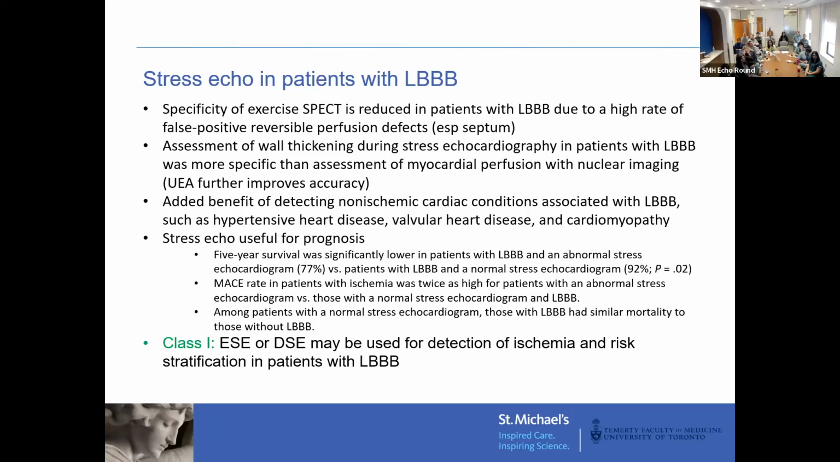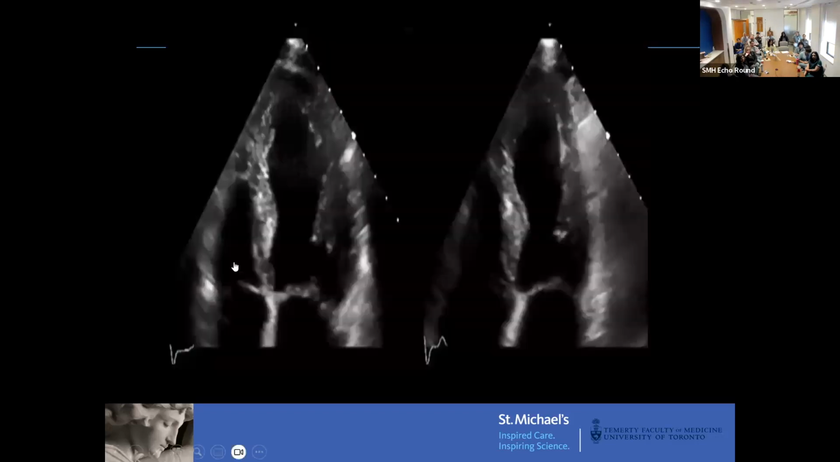Useful clinical pearls. So again, ASC, class 1 indication for detection of ischemia and risk stratification for patients who have an underlying left bundle. Hopefully this works.